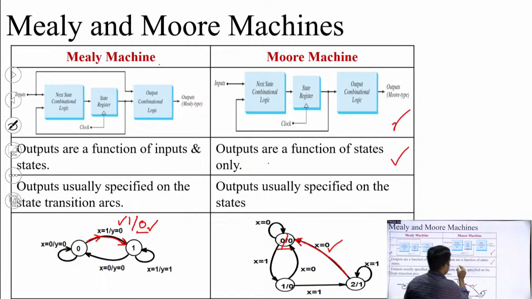So the point which we have mentioned here, outputs are a function of states only, is why output is mentioned inside the state circle in case of a Moore machine. But in case of a Mealy machine, output is dependent on input as well, that is why output is mentioned on the state transition arc. So I hope this point is clear now. We had left this point in yesterday's lecture. Okay, so let us proceed further.